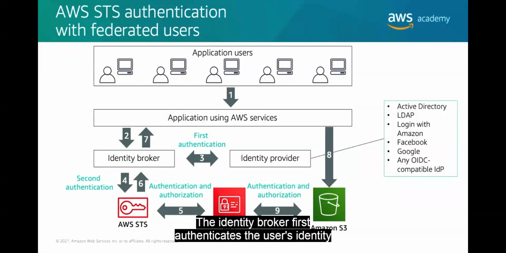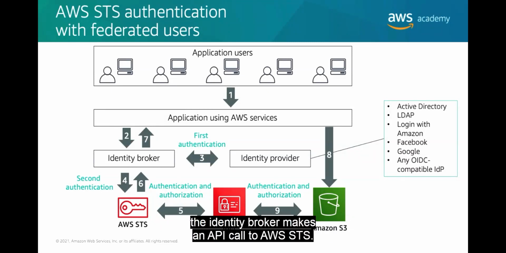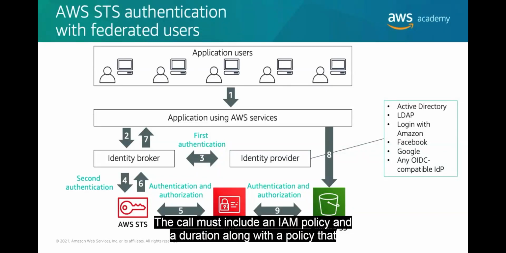The identity broker first authenticates the user's identity against an identity provider, such as Active Directory for enterprise federation or an online third-party IDP for web federation. Second, authentication. If the authentication is successful, the identity broker makes an API call to AWS STS. The call must include an IAM policy and a duration, along with a policy that specifies the permissions to be granted to the temporary security credentials.